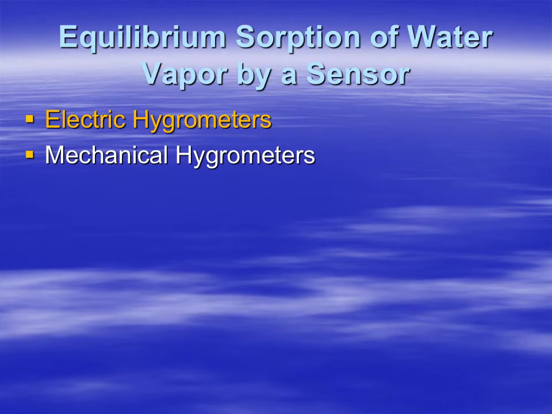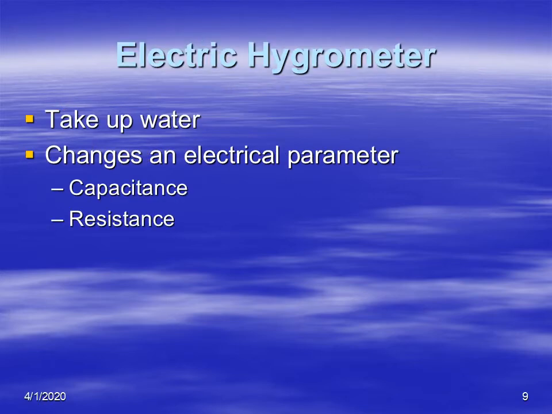There are different types of sorption type hygrometers. We're going to look at the ones that work on electrical principles first, and then we'll work our way later into mechanical ones. Of course, electrical hygrometers use some sort of electrical principles when the object takes up water, when it adsorbs or absorbs water. And the most typical properties that change, there's some electrical hygrometers that are based on capacitance and other ones that are based on resistance.